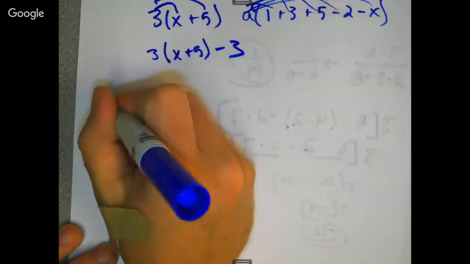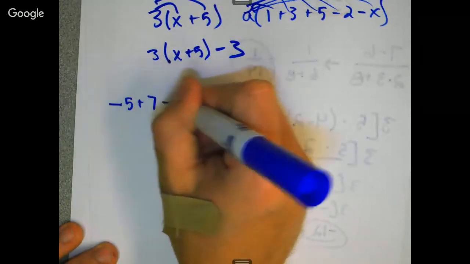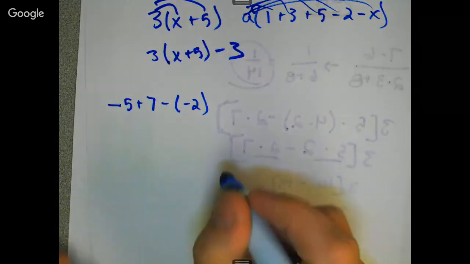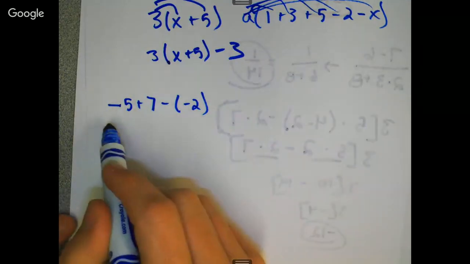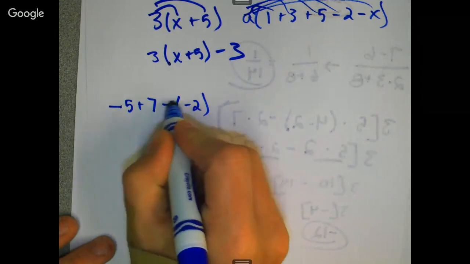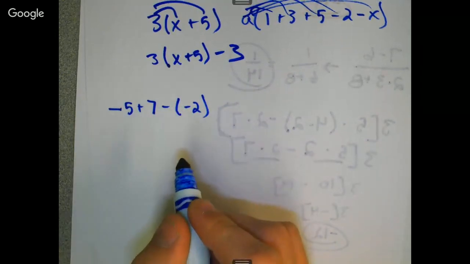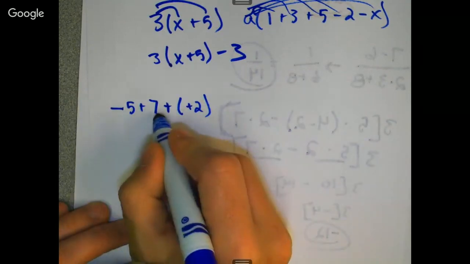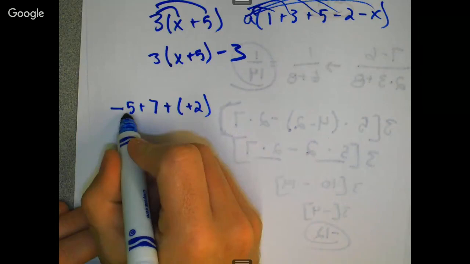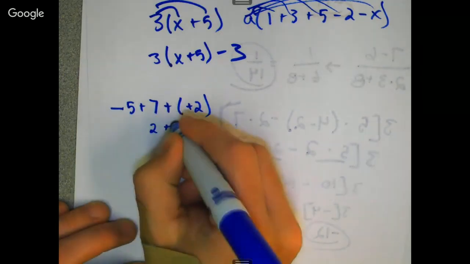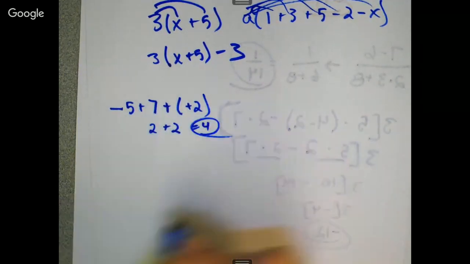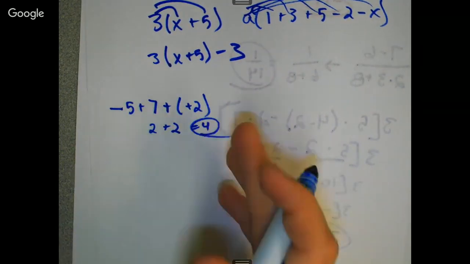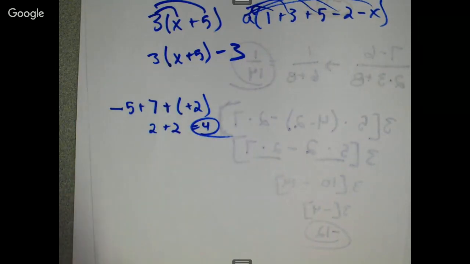Let's try this problem maybe. -5 plus 7 minus -2. Okay, so I have addition and subtraction, so I got to do that left to right. But I noticed right here I've got a double negative. Those actually make a positive. So you have -5 plus 7 plus 2. So that's -5 plus 7 is 2 plus 2 is 4. Okay. So if you're doing that on the calculator, make sure you're putting it in correctly as well.